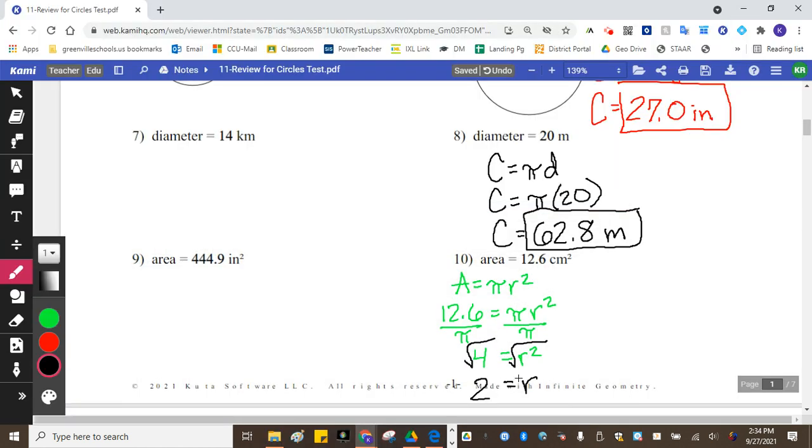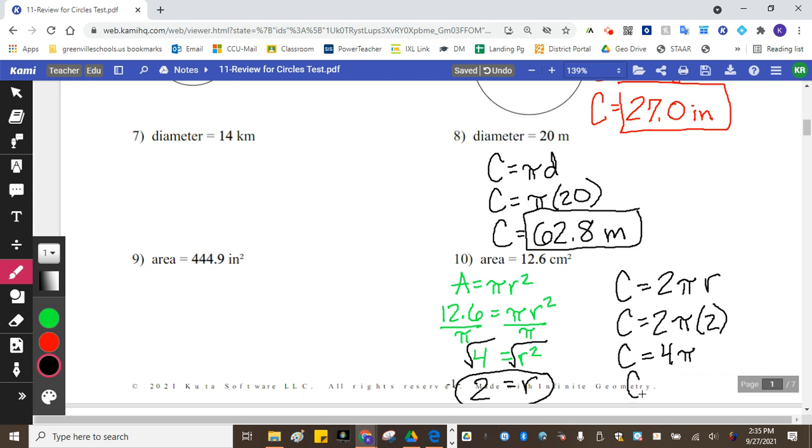So the radius is 2, which is great, but that's not what it asked. We're asked for the circumference. So now I'm going back up to my circumference equation. Now that I know my radius, I can plug it in. You can put all that in a calculator, or you can put 4 pi in a calculator and get an answer.